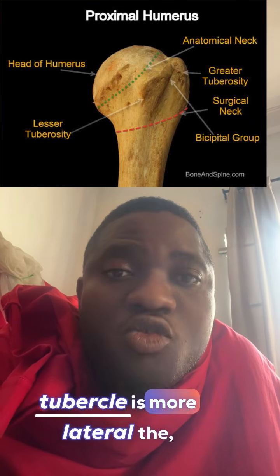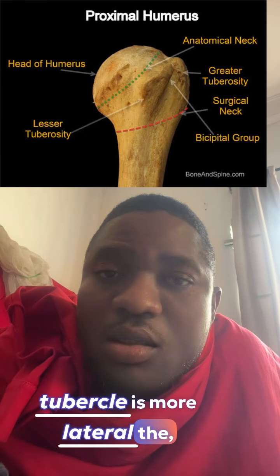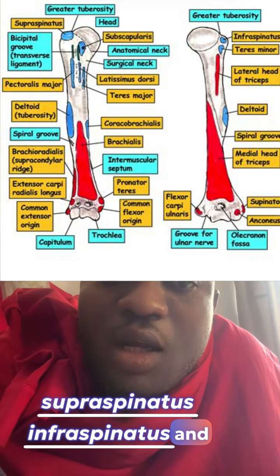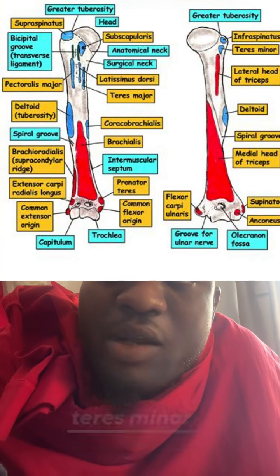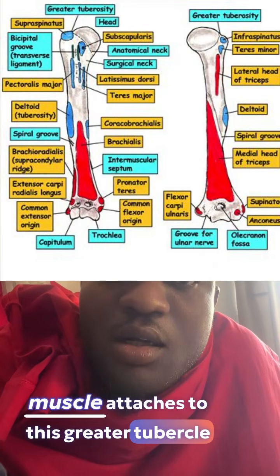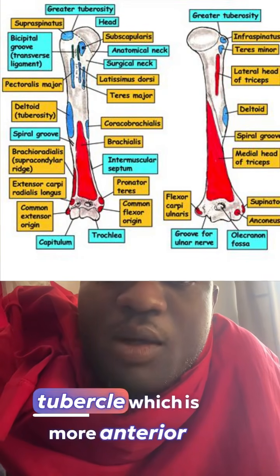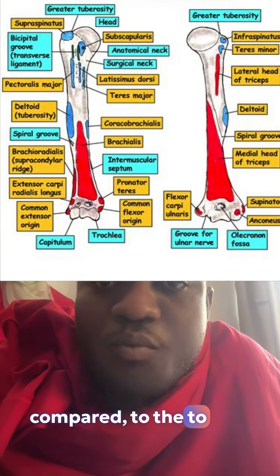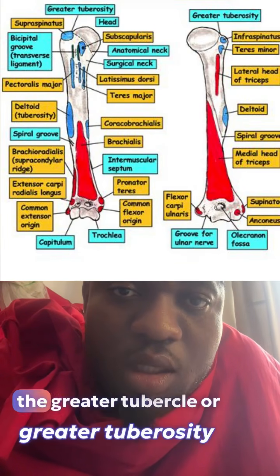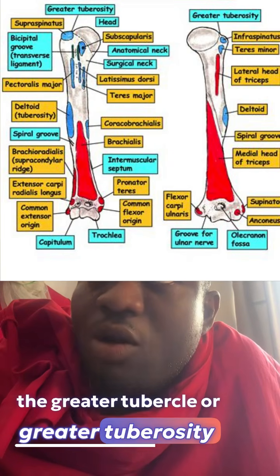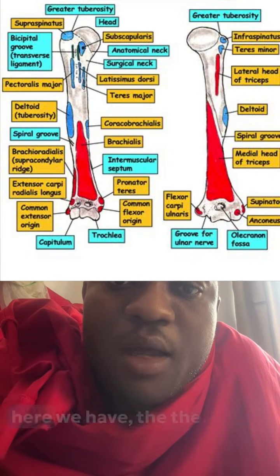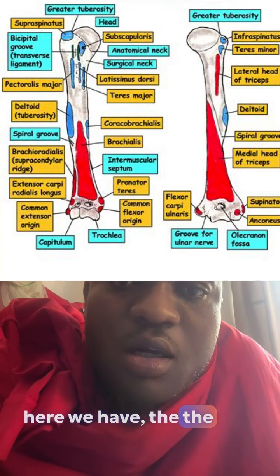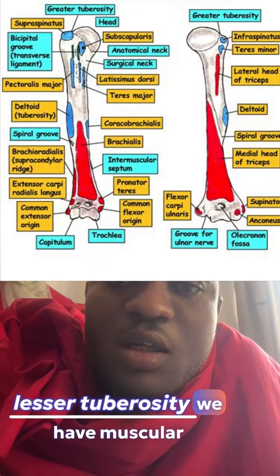The greater tubercle is more lateral. The supraspinatus, infraspinatus, and teres minor muscles attach to this greater tubercle. Then we have the lesser tubercle, which is more anterior compared to the greater tubercle or greater tuberosity. Okay, so here, that's the lesser tuberosity.